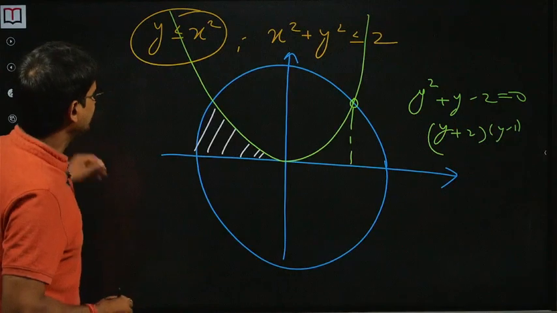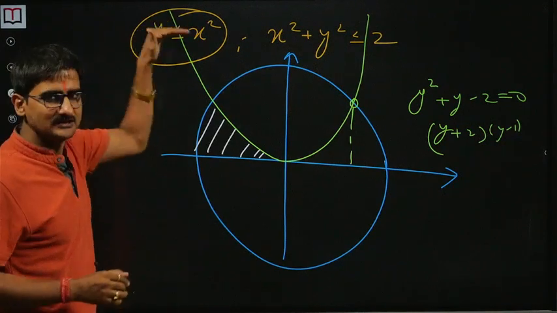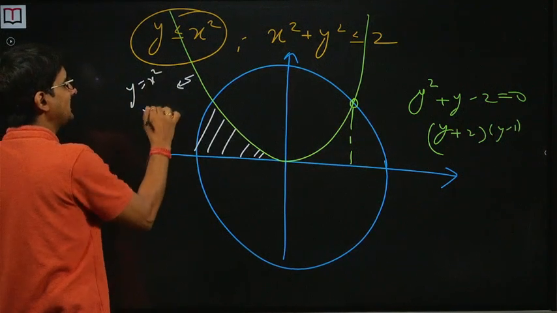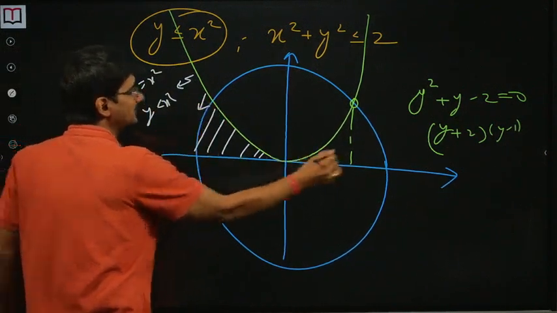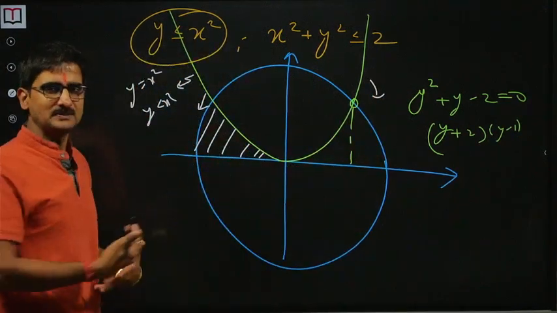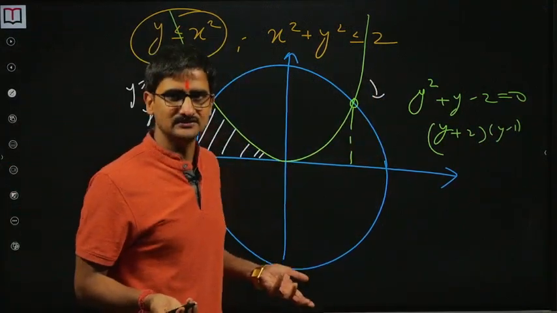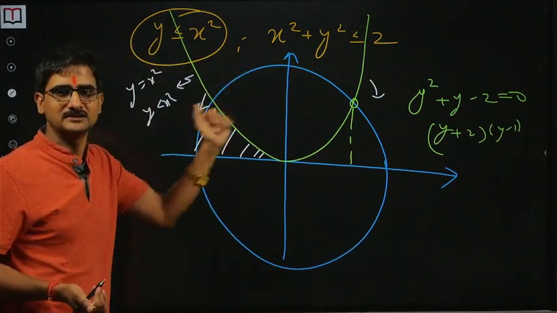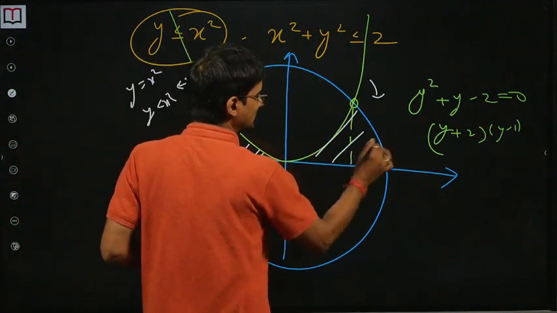Why? Because this is the curve for y equals x squared. Of course, when y is less than x squared, it has to be below the curve. And for x squared plus y squared less than 2, it has to be inside the circle. So below the curve, inside the circle, above the x-axis, y greater than or equal to 0. So that should be the region.